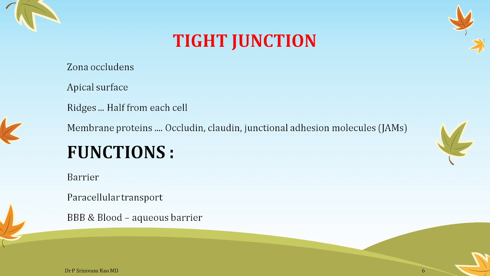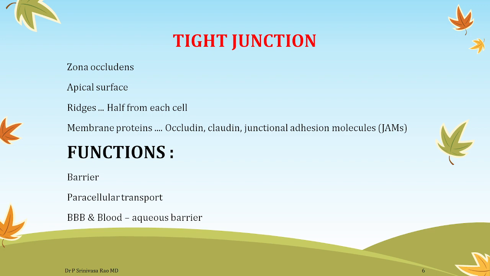These junctions are present in the apical surface of the cell, on the ridges, half from each cell. They are made up of different proteins such as occludin, claudin, and junctional adhesion molecules. The main function of these junctions is to act as a barrier. A barrier is a gating system which controls and coordinates the transport of different solutes in and out of the cell membrane. We can define that as the property of semi-permeability.